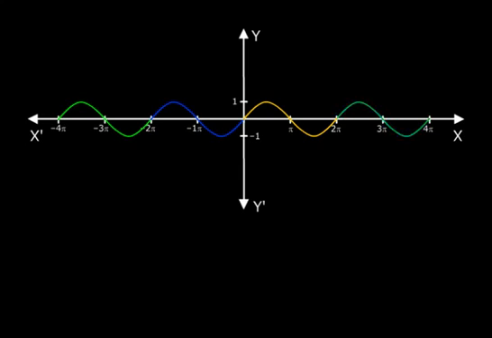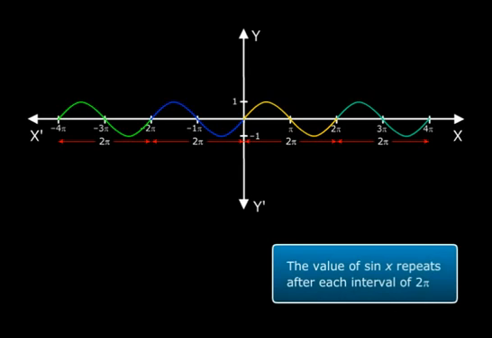Did you notice something? Each part of the graph was exactly the same. What does this mean? We were talking about an interval of 2 pi in every case. This means that the value of sin x repeats after each interval of 2 pi.